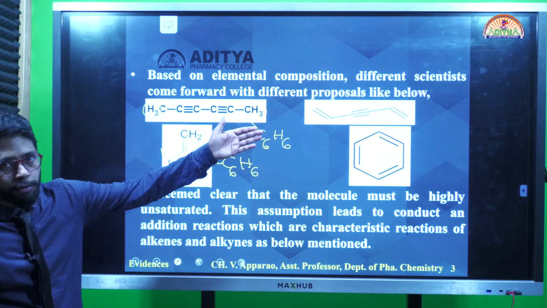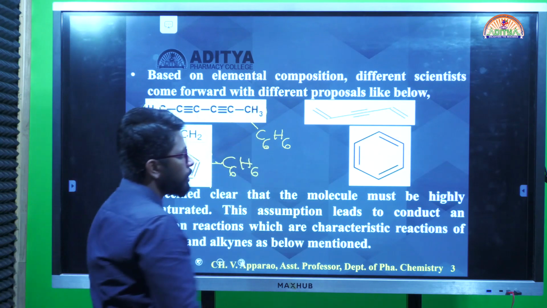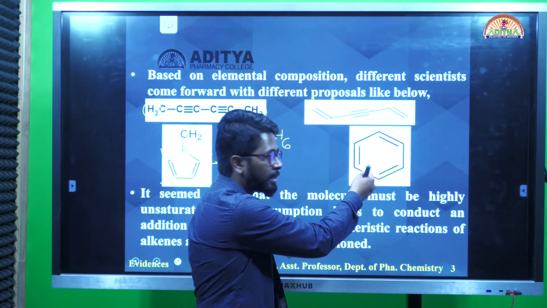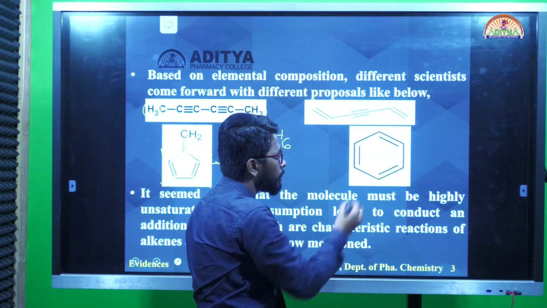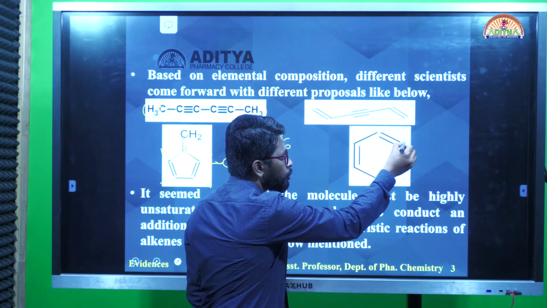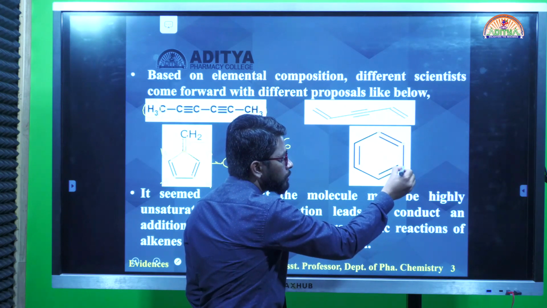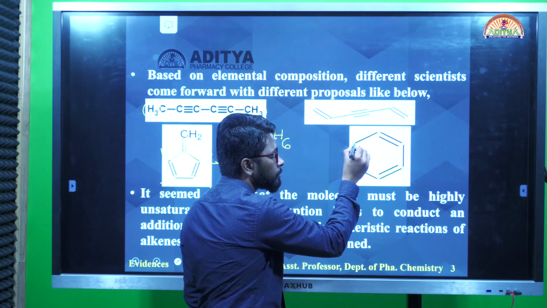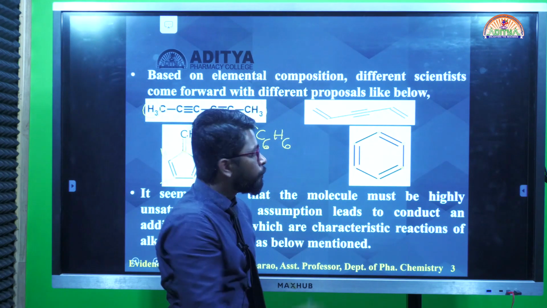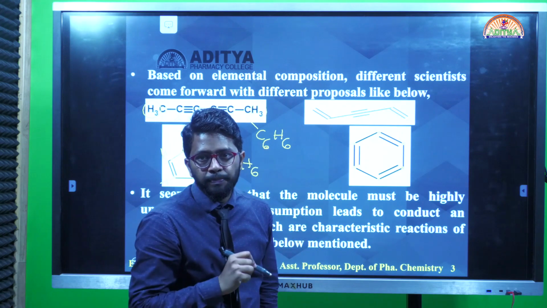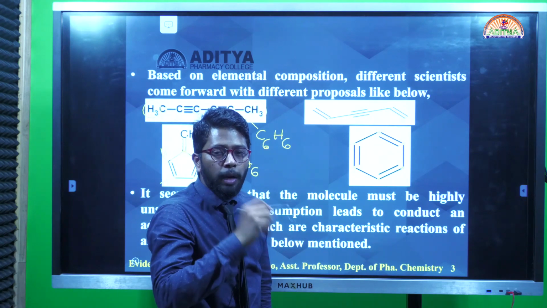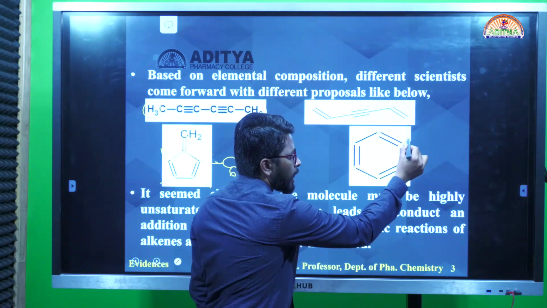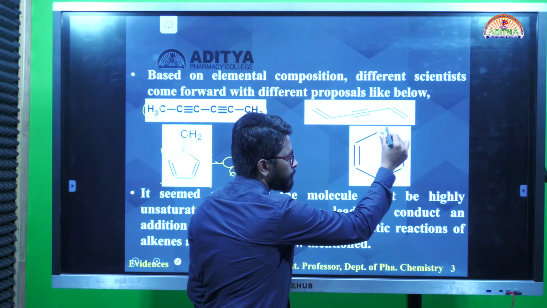Now let me go to the remaining 2 structures. If you observe the benzene structure, this is one of the assumed structures. What is observed there? Carbon 1, 2, 3, 4, 5, 6. Every corner indicates 1 carbon, and if you compare with the carbon valency, every carbon must have 1 hydrogen along with it.